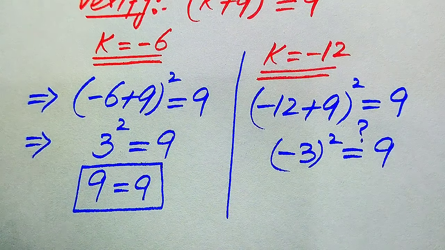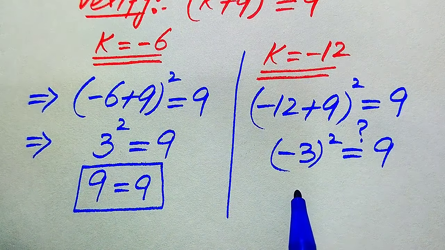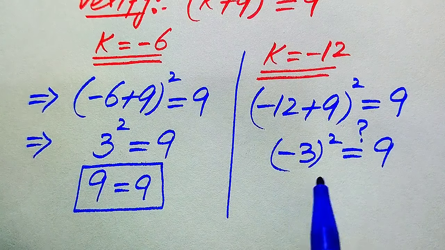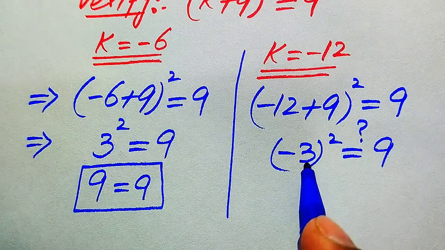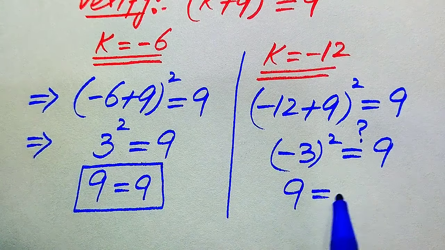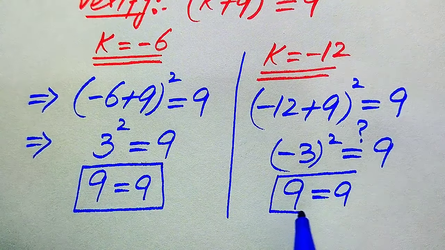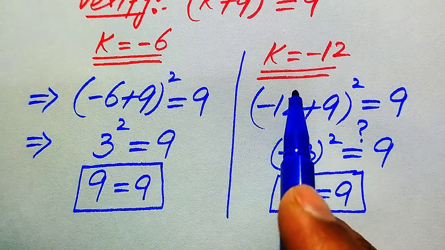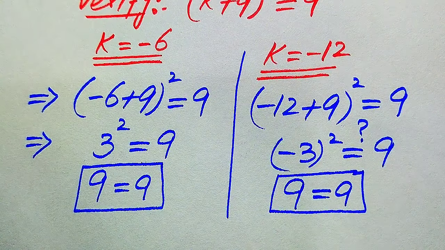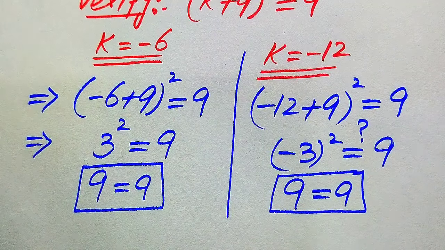Okay, this is our claim. You know that when a negative sign appears inside the square, it becomes positive, and 3 squared becomes 9, equals 9. This again shows that the second value of k also satisfies our given question statement.